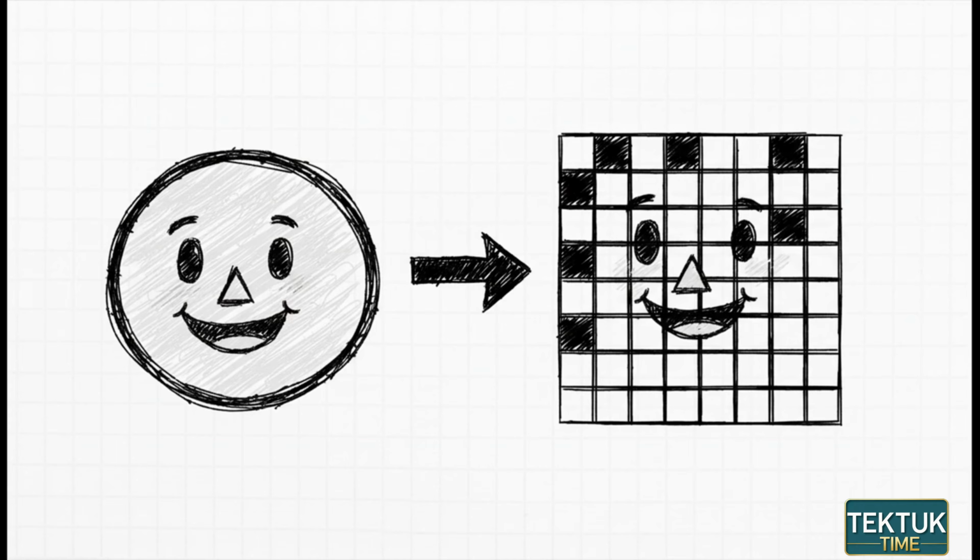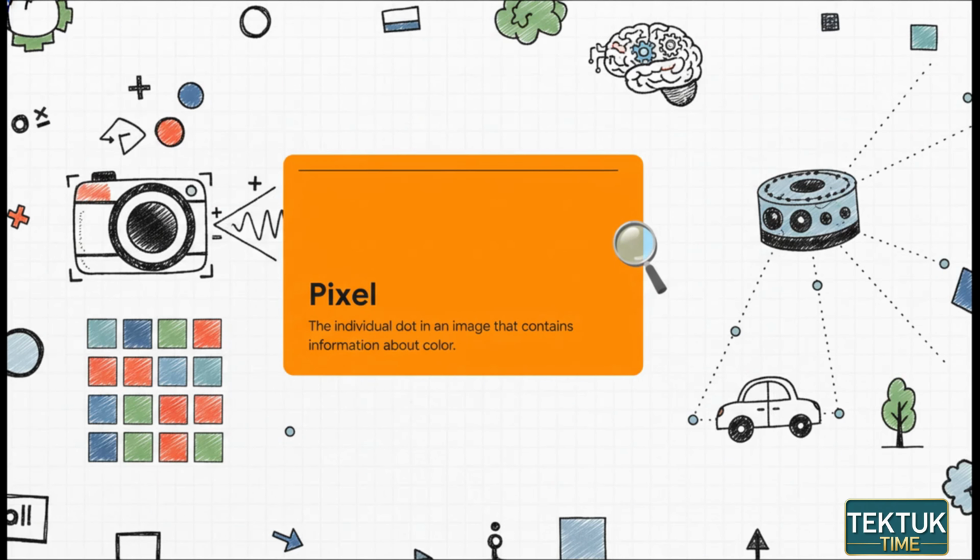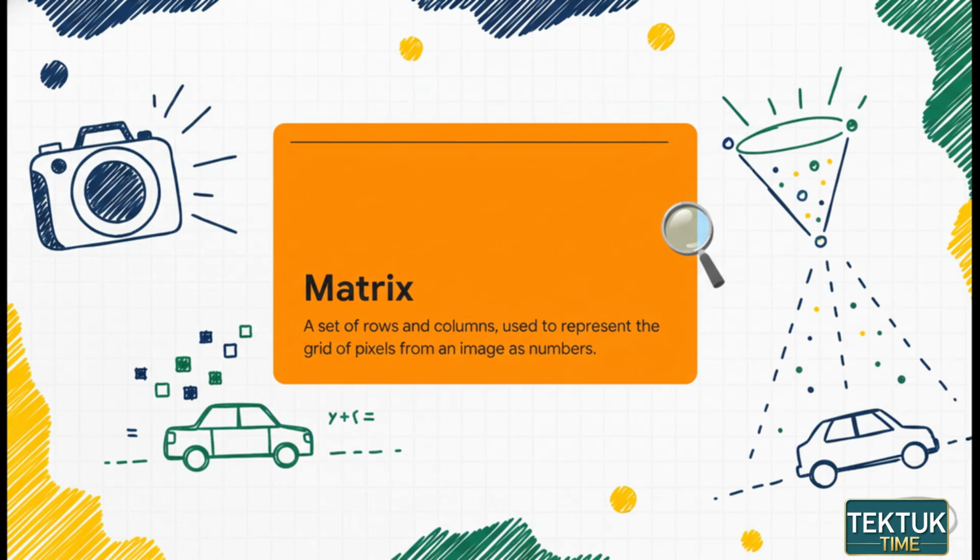So its very first job is to change that image into a format it can understand, which is a big old grid of numbers. The whole process kicks off by breaking the image down into the smallest possible pieces. You've heard of them. They're called pixels. We're talking thousands, sometimes millions of tiny little dots, and each one holds a tiny bit of information about its own color.